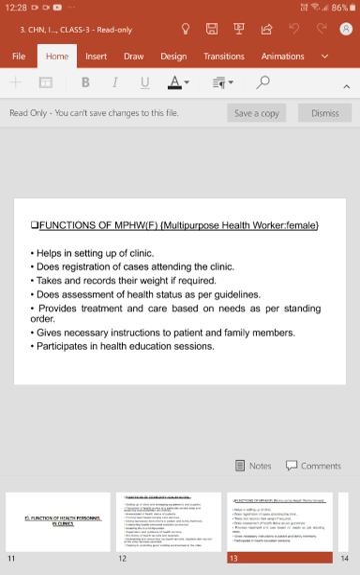So the multi-purpose health workers can give instructions and health education to the patient as well as the family members. That's about the functions of health personnel in a clinic. We have seen mainly that doctors are assessing and going for the diagnosis of the diseases, and they will give the treatment and write the prescription.